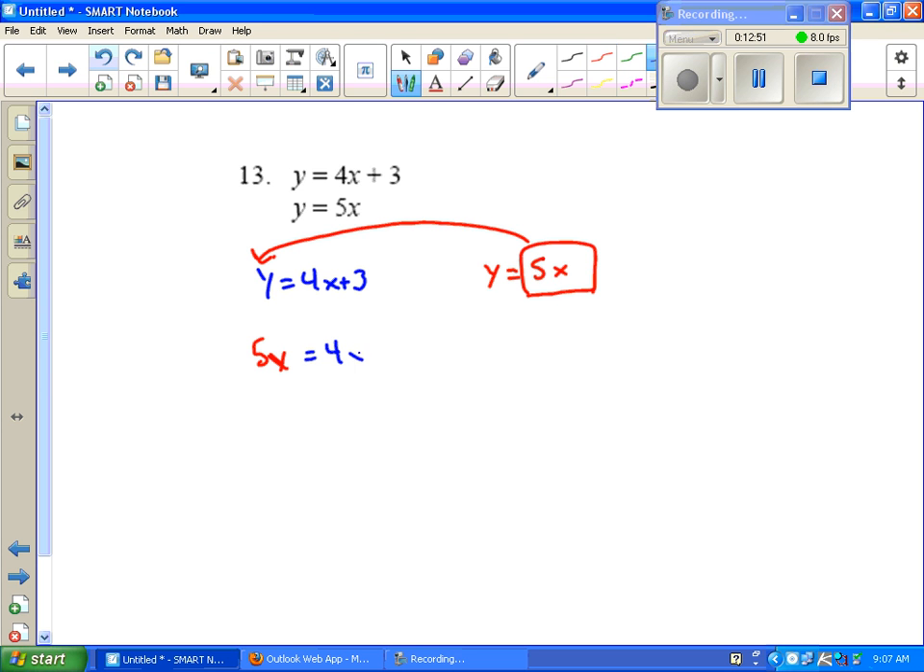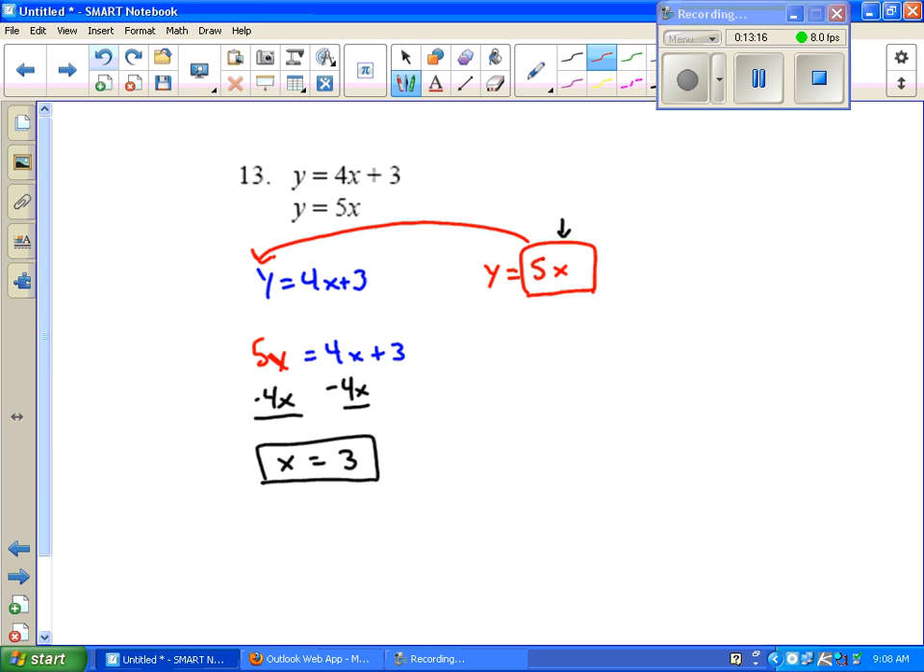equals 4x plus 3. Move your x's to the left side or to the larger side by subtracting positive 4x. Do the same from both sides. Leaves you with 1x equals 3. Notice how much shorter that one is. x equals 3. Take that value and plug it into one of the equations. Again, the shorter one.